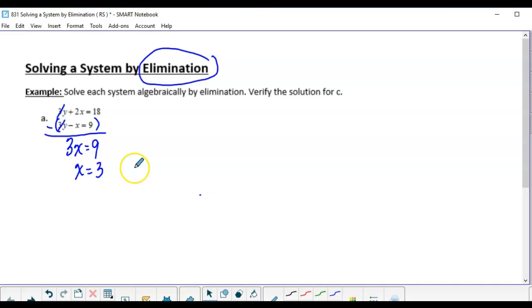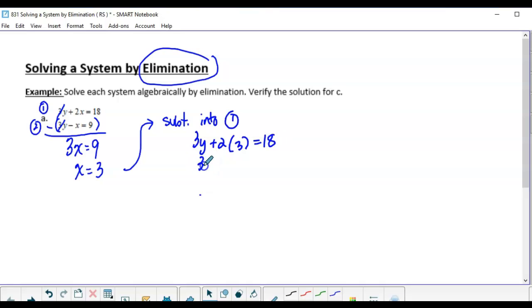Now, then we go back and we actually use substitution. So although elimination, we do that differently from substitution, we then substitute into one of the equations. Now, you could also go and eliminate the x's to get the y's, but substitution is often a little bit faster for the last part. So I'm going to put it into, let's say, the first equation. So then we'll have 3y plus 2 times 3 equals 18. 3y plus 6 equals 18. 3y equals 12. y equals 4.